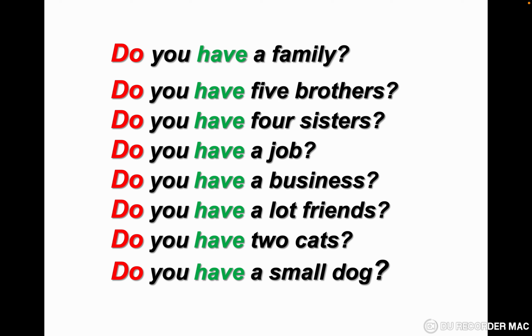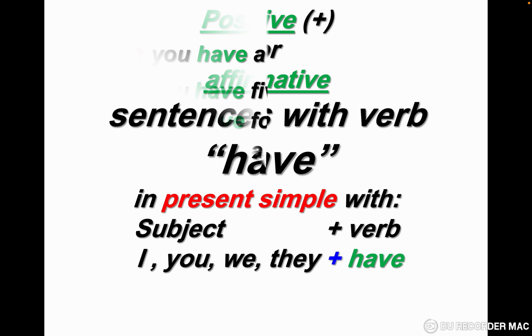Do you have a family? Do you have 5 brothers? Do you have sisters? Do you have a job? Do you have a business? Do you have a lot of friends? So "of" is missing, it's a printed mistake. Do you have 2 cats? Do you have a small dog? So let's continue with our lesson.